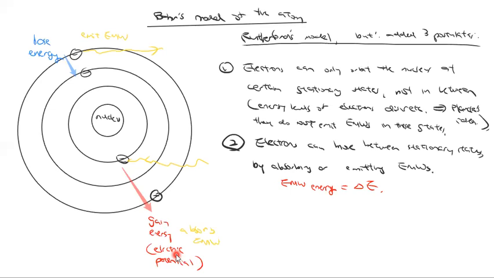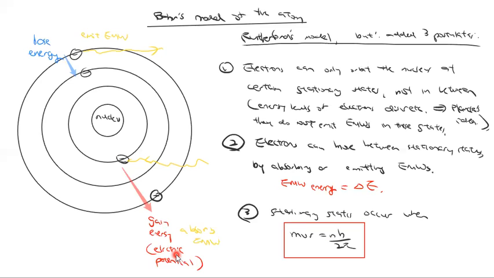And this, of course, has a whole lot to do with your AAS and all your spectroscopy, right? It is basically the fundamental reason behind it, and all your line spectrum and all that. Now, the last thing Bohr basically said is that stationary states occur when mvr equals nh over 2 pi. So that's basically Bohr's model.